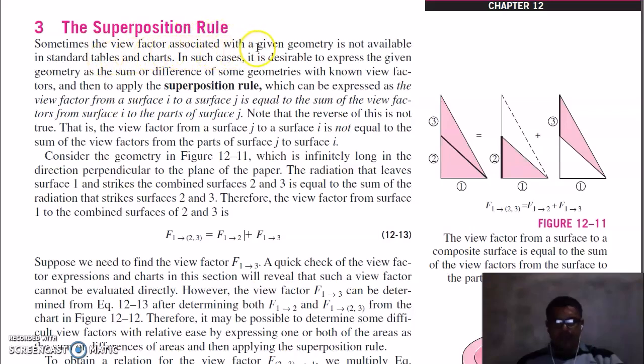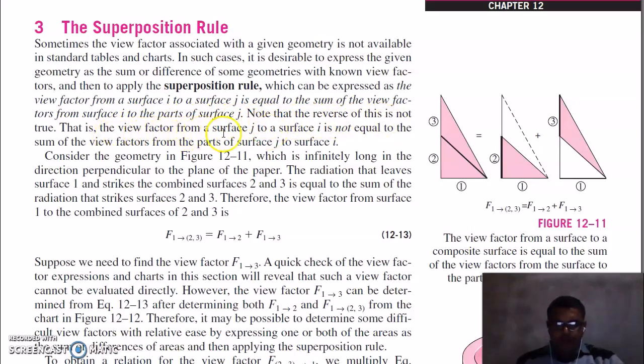The superposition rule. Sometimes the view factor associated with the given geometry is not available in standard tables and charts. In such cases, it is desirable to express the given geometry as a sum or difference of geometries with known view factors, and then to apply the superposition rule, which can be expressed as: the view factor from a surface I to a surface J is equal to the sum of the view factors from surface I to the parts of surface J.